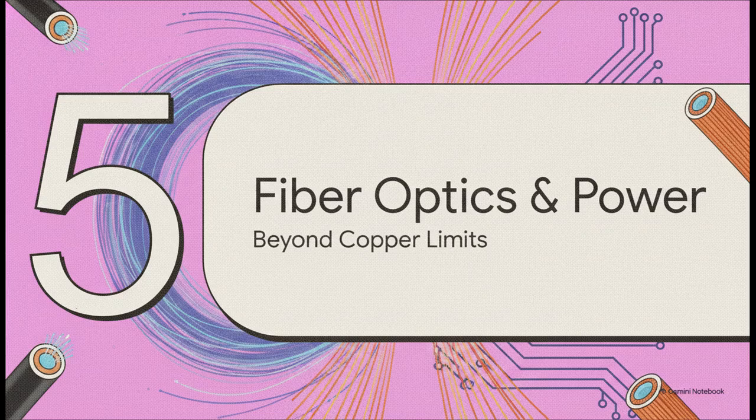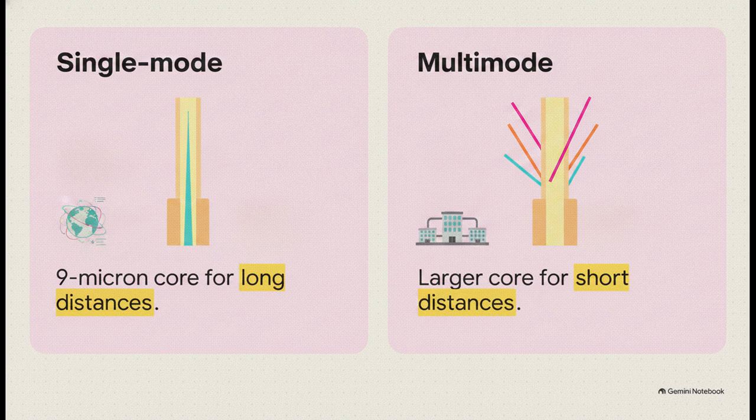Finally, we arrive at part 5, fiber optics and power. So, what happens when standard copper cabling just totally hits its physical limits? Well, we turn to fiber optics. This is where we transmit data as actual pulses of light at mind-bending speeds through microscopic glass waveguides. Because it's light, it's completely immune to electromagnetic interference.